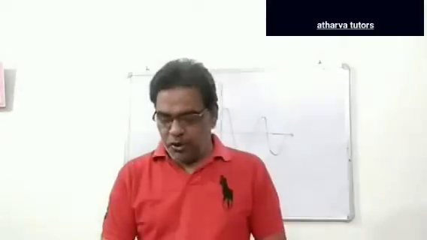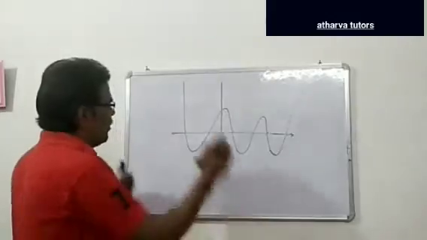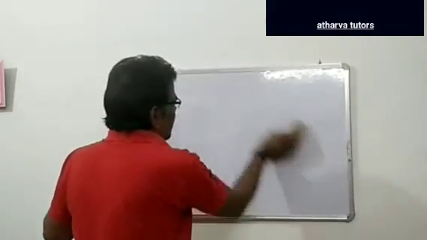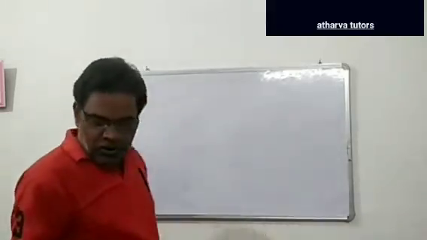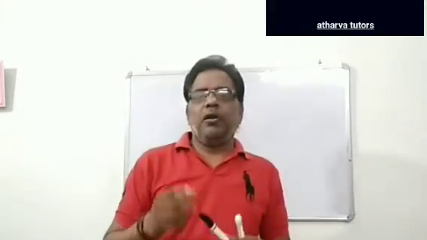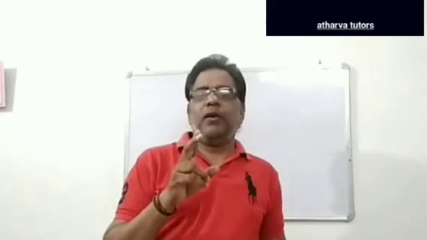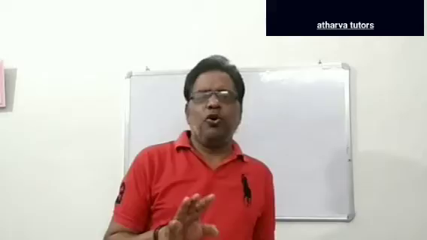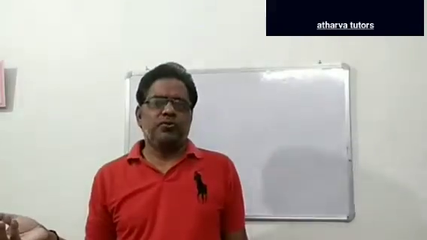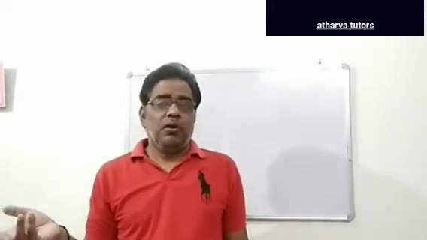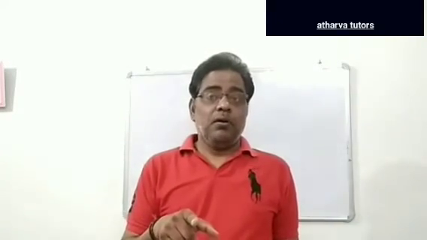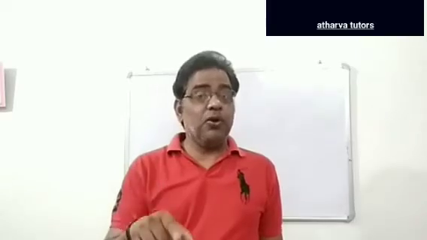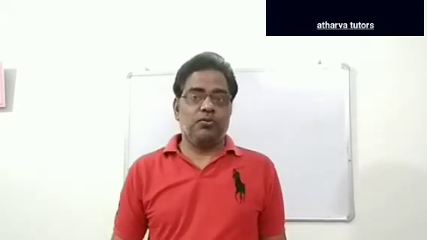Now for a quadratic polynomial you have to be careful. At most it will have two zeros. A quadratic polynomial cannot have more than two zeros. It can have two distinct zeros, as well as it can also have two identical zeros.